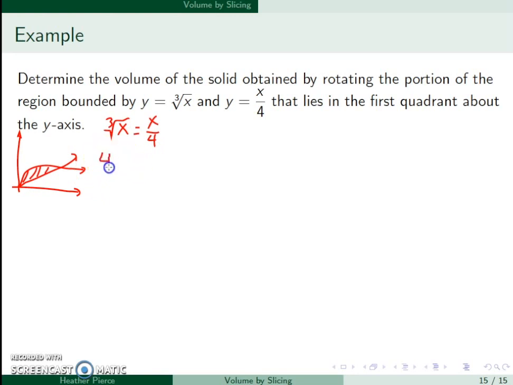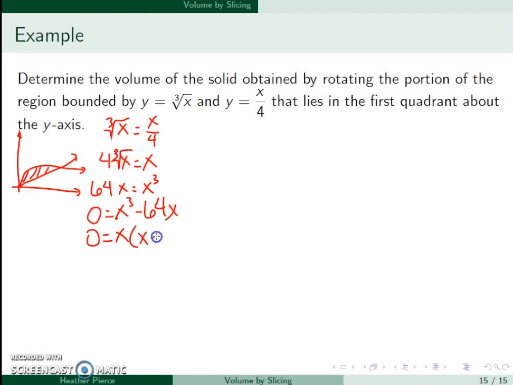We can multiply both sides by 4 to get rid of the fraction, and then cube both sides to get rid of the root, get everything on one side, and factor. So I get 0 is equal to x times (x squared minus 64). So we have x equal to 0, and x squared is equal to 64, which would give us that x is equal to plus or minus 8. Since I'm only considering the first quadrant, we only need to consider 0 and 8.